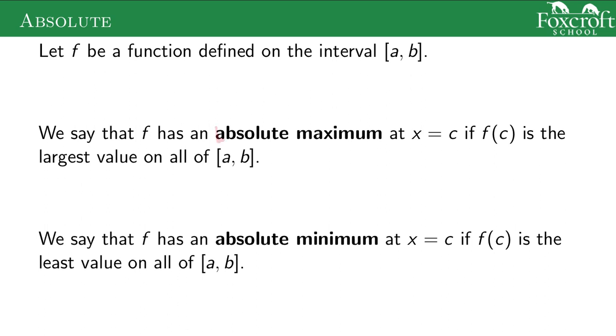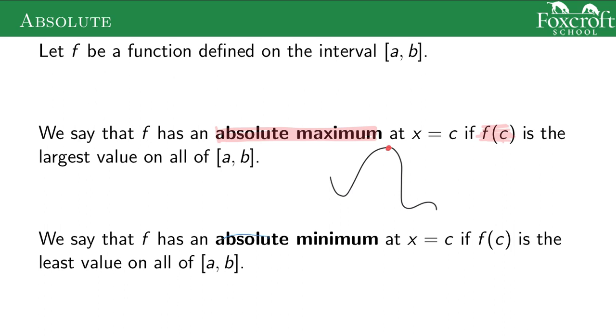We call this point the absolute maximum of our function f if the output f of c is the largest value. So if we think about what this would look like on a graph, we're looking for the biggest y value, which in this graph is going to happen up there. So the absolute maximum, it's bigger than everything else that happens. That's the absolute maximum.